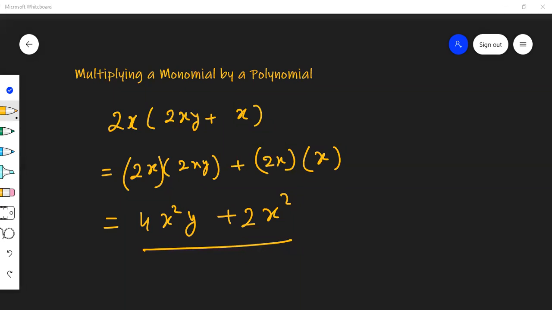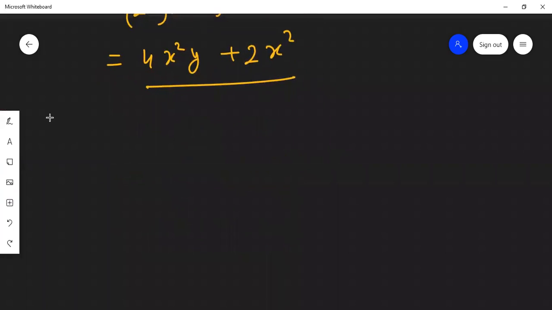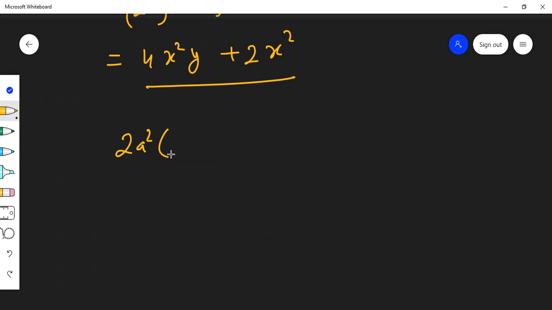Now we will also see multiplication of a monomial with a trinomial, but before that, let me ask you one question. I would suggest you to try this. Multiply 2a square with 2ab plus 3c.